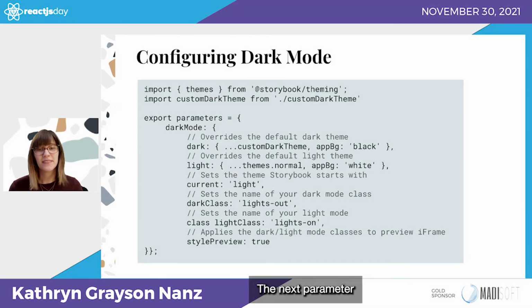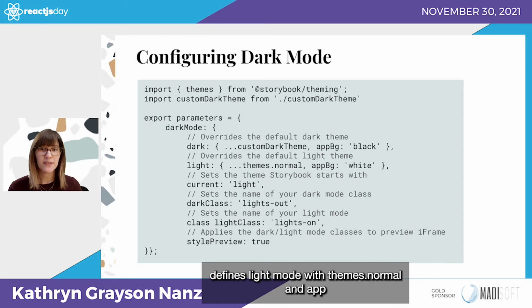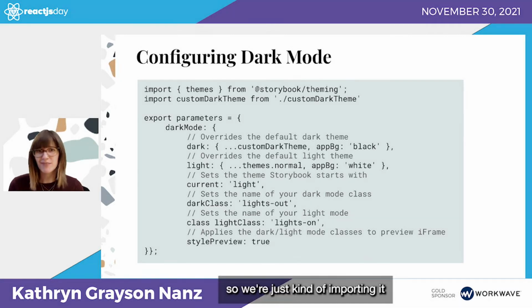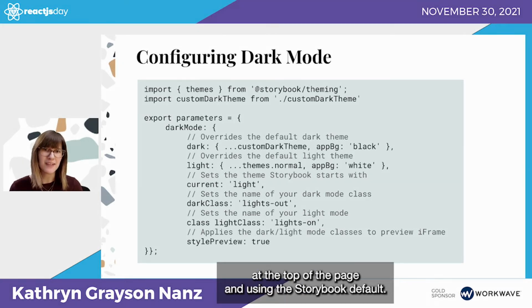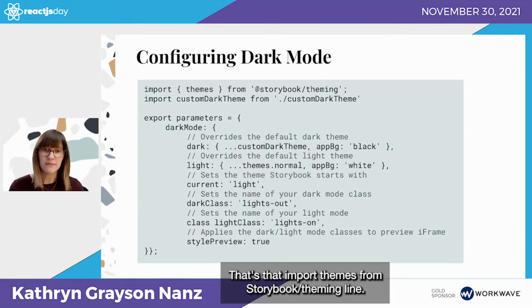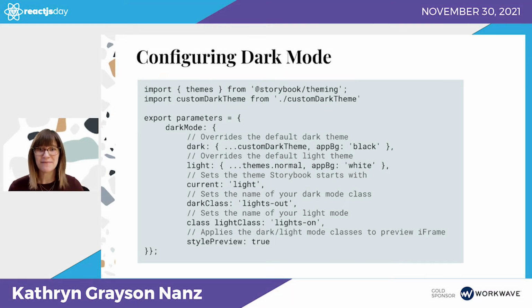The next parameter defines the light mode with themes.normal and @bg white. In this case, we don't actually want to make any changes to the light mode theme, so we're just importing it at the top of the page and using the Storybook default. That's that import themes from Storybook/theming line.